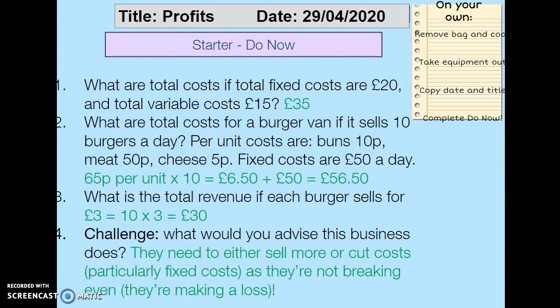Or what they could also do is cut their costs, particularly fixed costs, as I said here, okay? Because maybe they need to be a bit more careful with things like bills and stuff like that, okay? And in that case, they would need to make sure they're not making a loss. Okay, so that's basically what you'd be doing. You'd either be thinking about selling more or cutting costs. They're both completely correct, but it's up to you to decide what you would do in this case here.